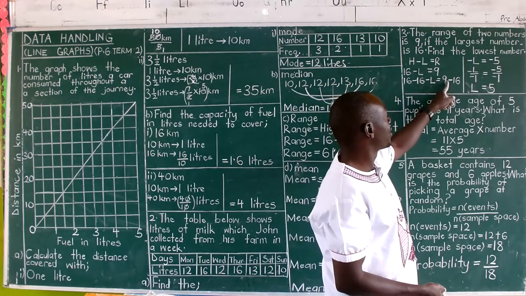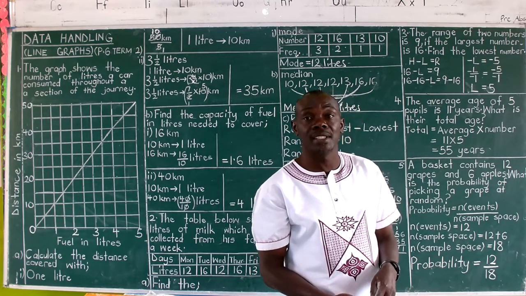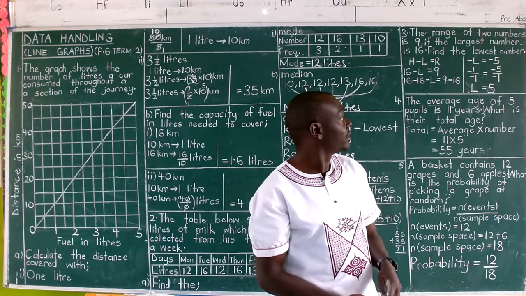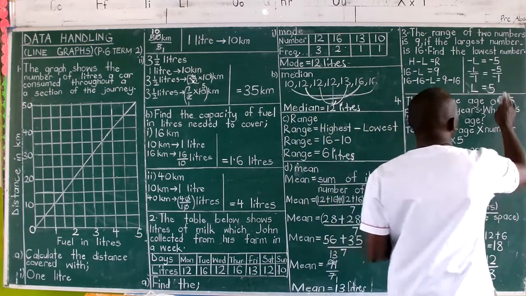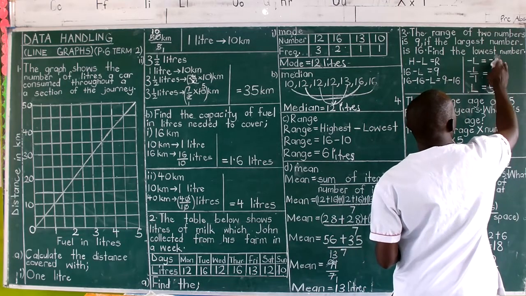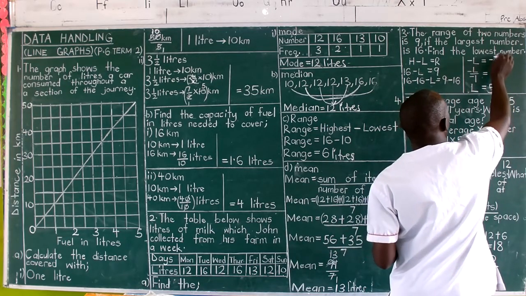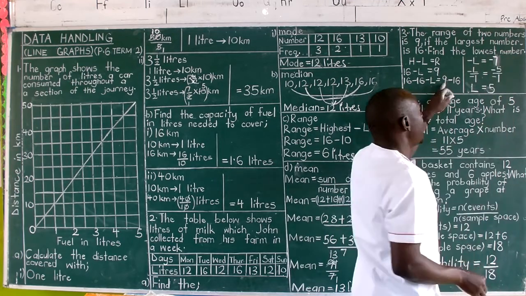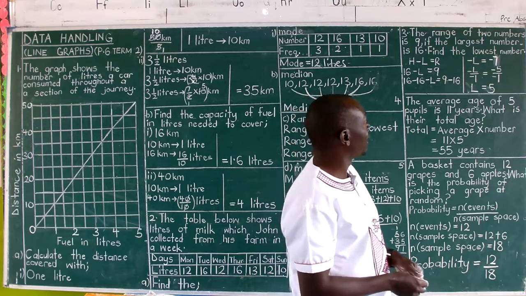Now that 9 is less than 16, we first know 16 minus 9. What's 16 minus 9? It's actually a 7. So 9 minus 16 is a negative 7.